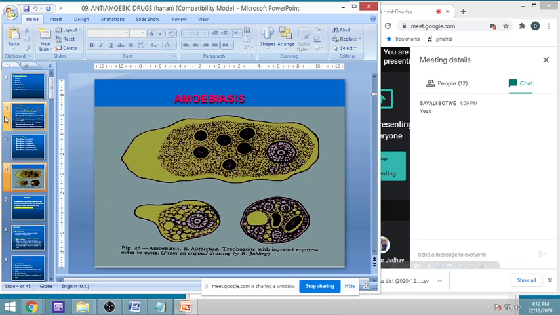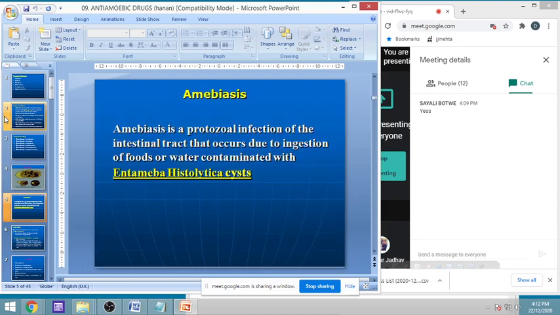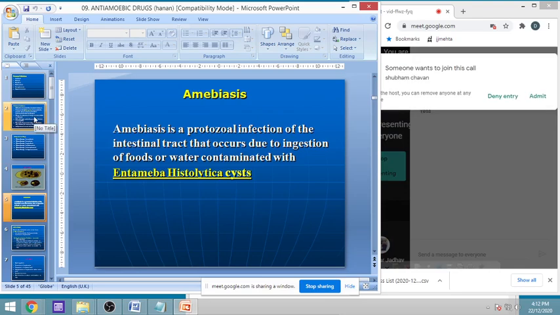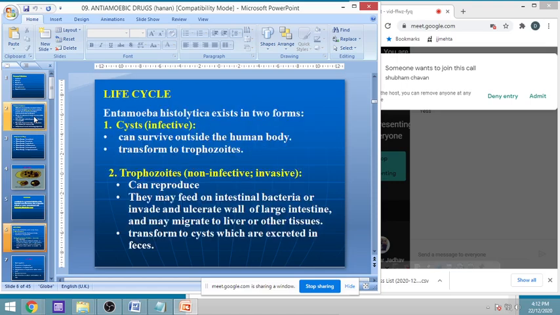It is a trophozoite. When ingested, it converts to the cyst; in that case, this is how it looks. So it is a protozoal infection of the intestinal tract that occurs due to ingestion of food or water which is contaminated with Entamoeba histolytica cysts. We shall see the life cycle of this. It has two forms. One is called a cyst, which is infective in nature. It can survive outside the human body for a long period of time, and then once it enters, it becomes converted into trophozoites. These trophozoites are not infective, but they are invasive in nature.